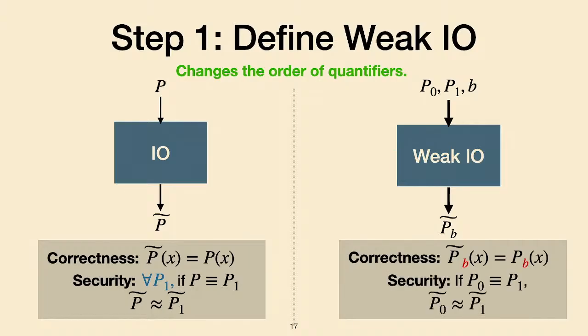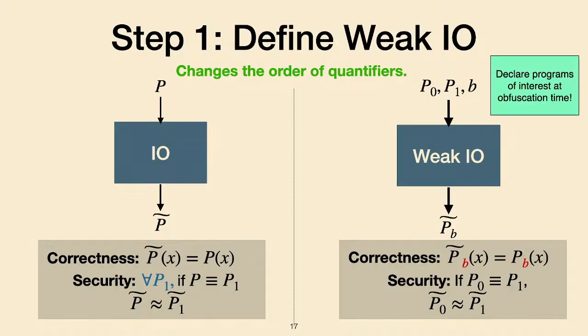Here I'm going to say something different. I only care about security for the programs that are declared upfront. If P0 and P1 were not functionally equivalent, I don't care if security holds. If they are functionally equivalent, this should be indistinguishable. So all I've done is basically change the order of quantifiers to say that I'm going to declare upfront which 2 programs the I/O should be secure for. And I'll revisit this, and I'll also show how to construct this from witness encryption.